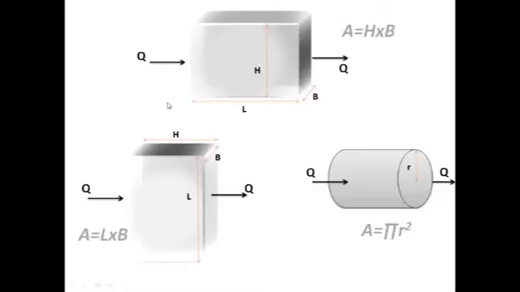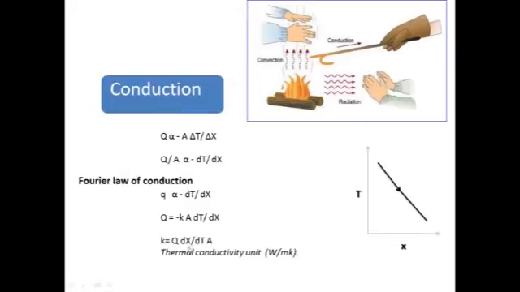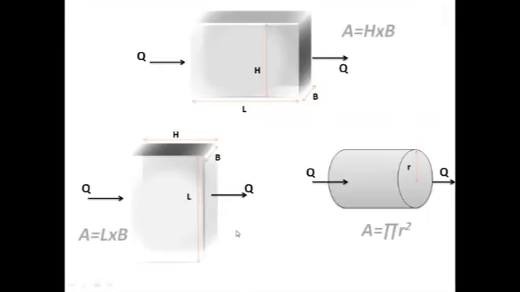While using the equation Q is equal to minus kA dT by dx, the area A in this is the area normal to the direction of heat transfer. A is the area normal to the direction of heat transfer.